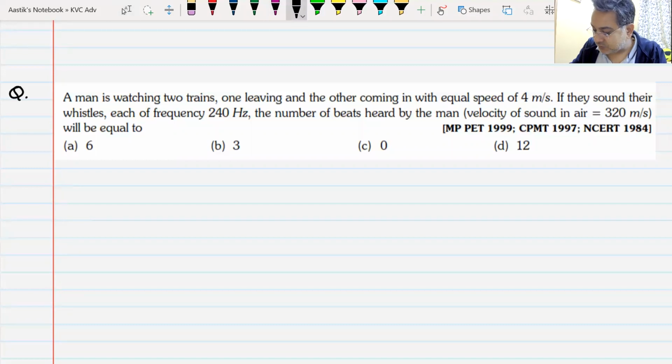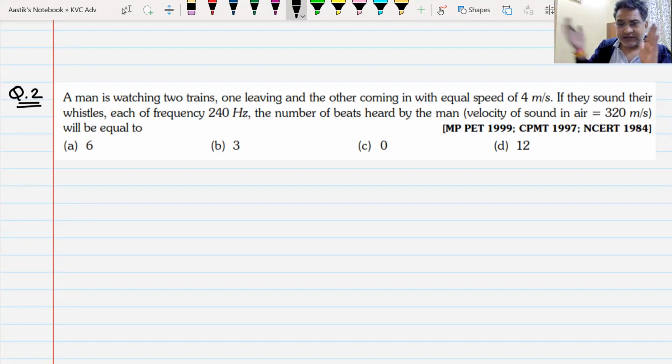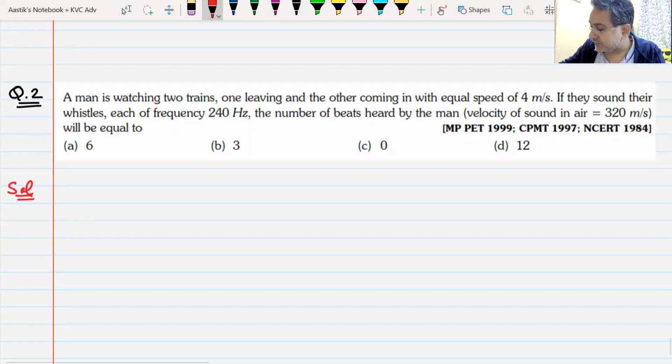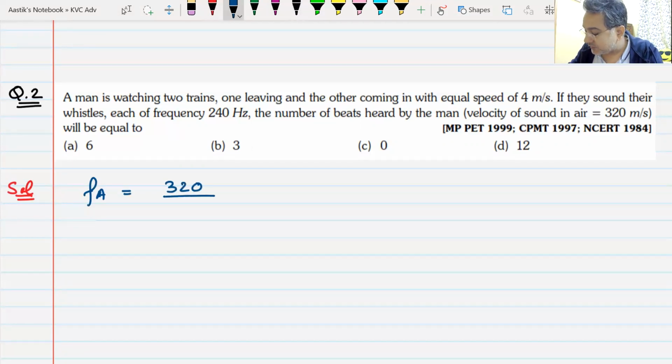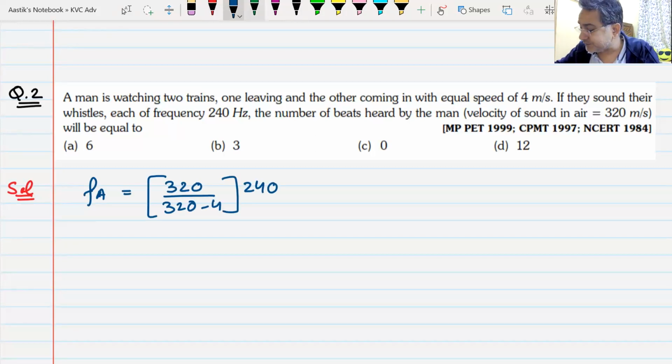Well, I think the only place we can get stuck is the calculation part. One of the trains is approaching, so we'll hear more frequency. One of the trains is receding, so we will hear less frequency. So I can just write the first one, the frequency of the approaching train will be more. It will be C, which is 320, divided by 320 minus 4, multiplied by 240. That will be the frequency of the approaching train.